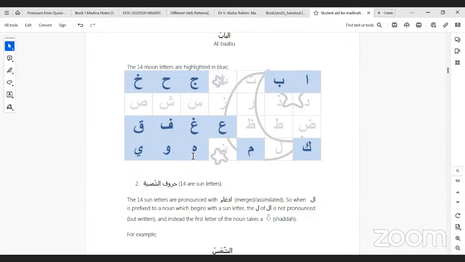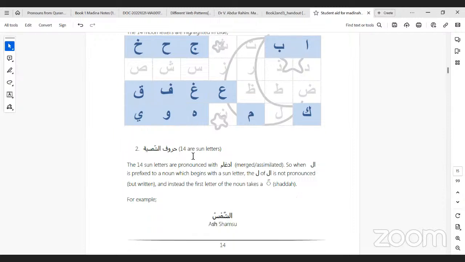Huruf shamsiya are the sun letters. The 14 sun letters are pronounced with idgham, merged, assimilated. So when alif lam is prefixed to a noun which begins with a sun letter, the lam of alif lam is not pronounced but written, and instead the first letter of the noun takes a shadda. For example, ash-shamsu. Here, the lam of alif lam is not being pronounced.